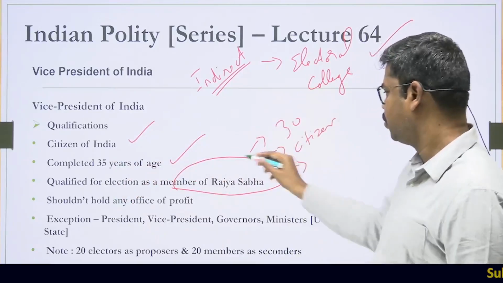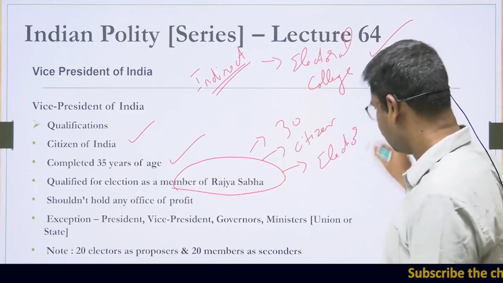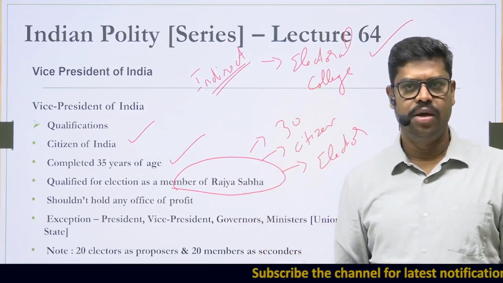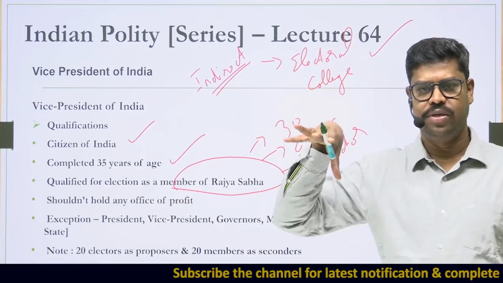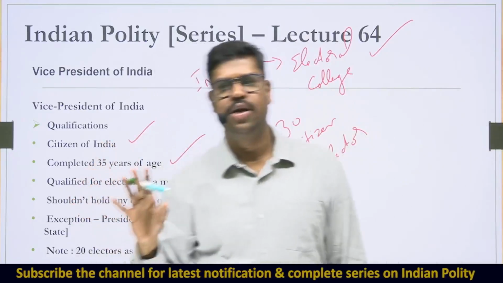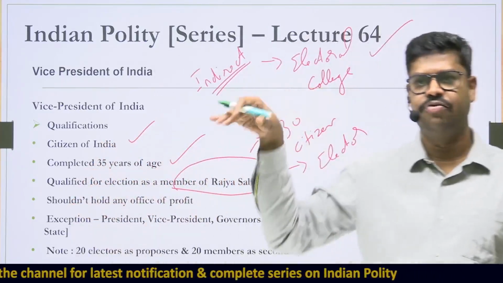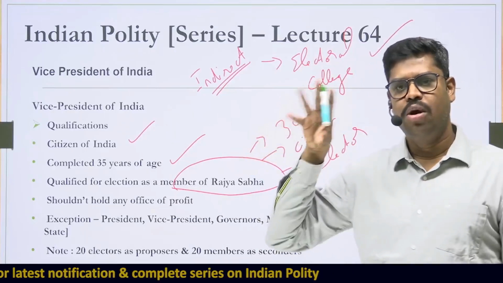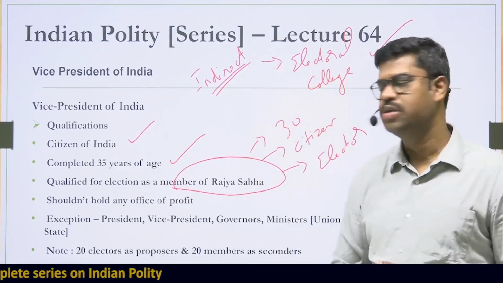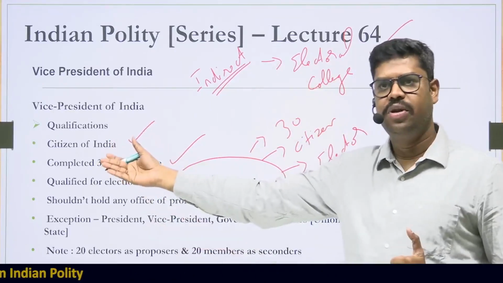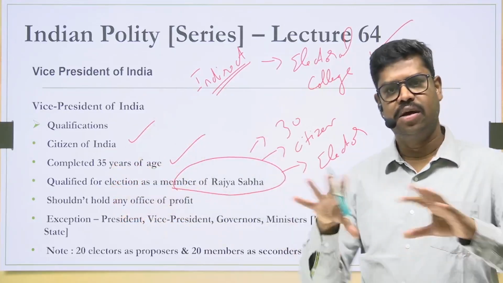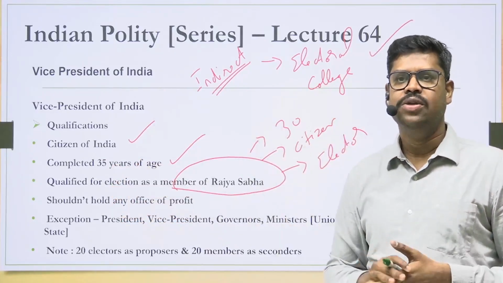And apart from that, they should be an elector from any constituency in India. So an elector from any constituency in India, be it in any state or any union territory. In every state there are a number of constituencies. Today we have 543 constituencies for the Lok Sabha elections. So one of the qualifications for someone to contest election to the Vice President of India as per the constitution is that they should be a citizen of India and should have completed 35 years of age. In addition to that, they should be an elector from any constituency in India. That is again very important.